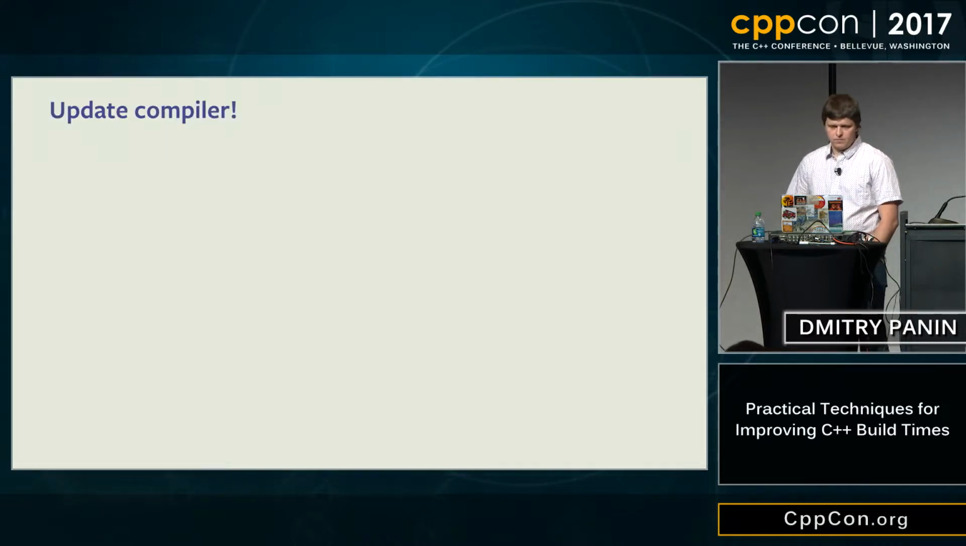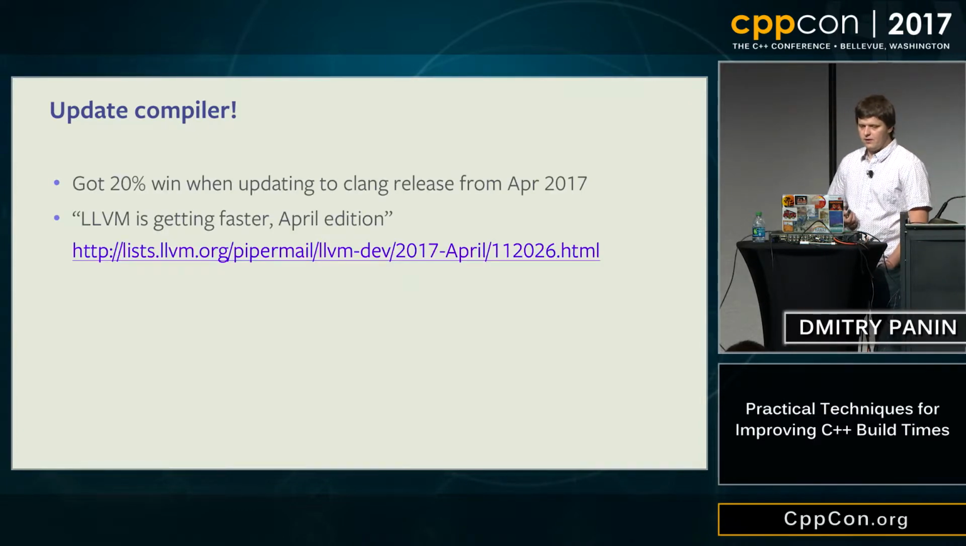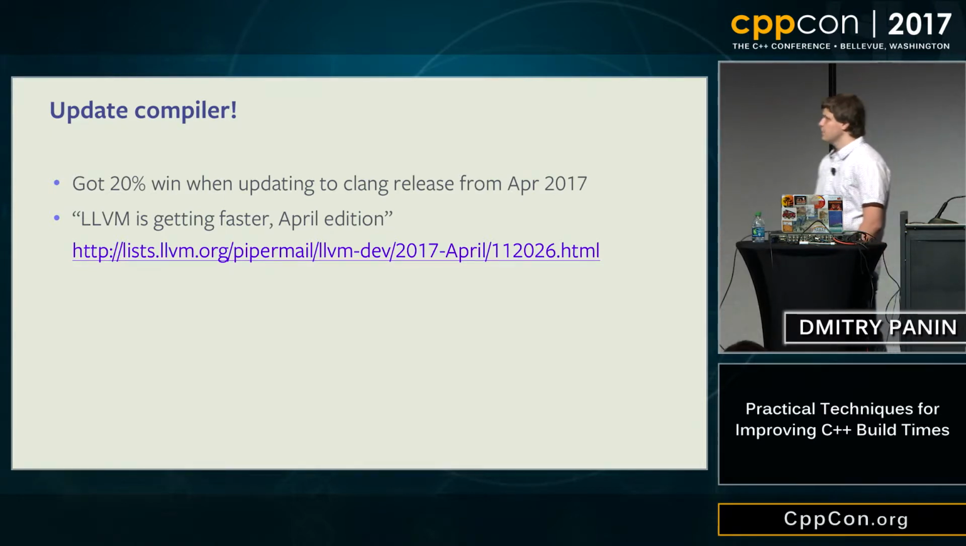Okay, so let's talk about how to speed up the compiler. One thing we found is just to update it. In April this year, we got about a 20% win just by updating our compiler. There are more details in the LLVM mailing list. And thank you to everyone who is working on LLVM. We are super happy to get these free wins.